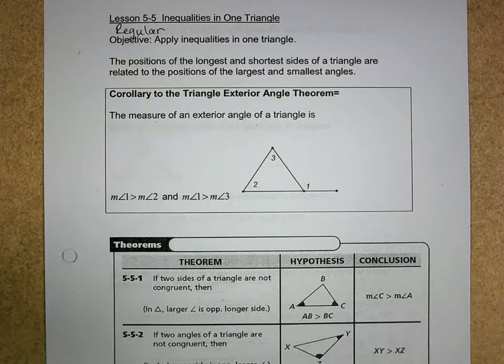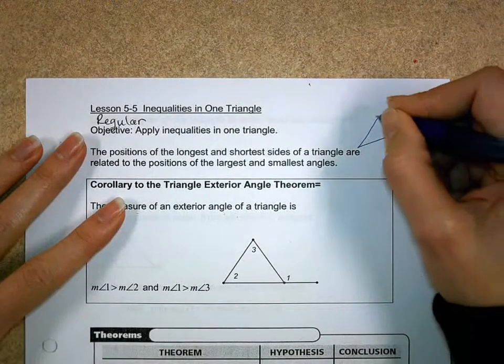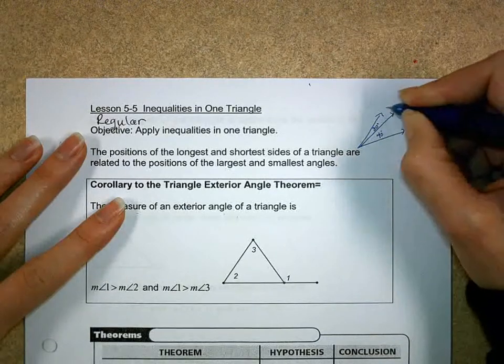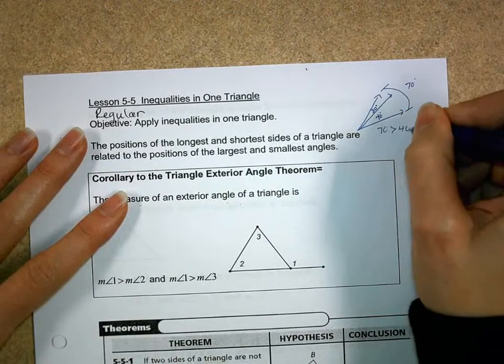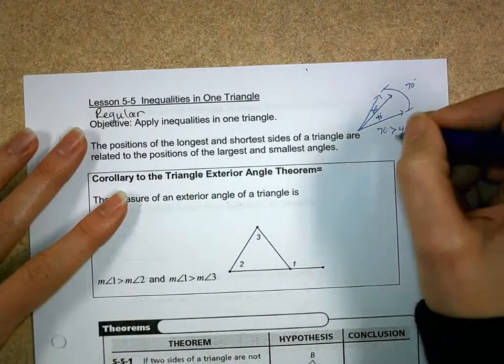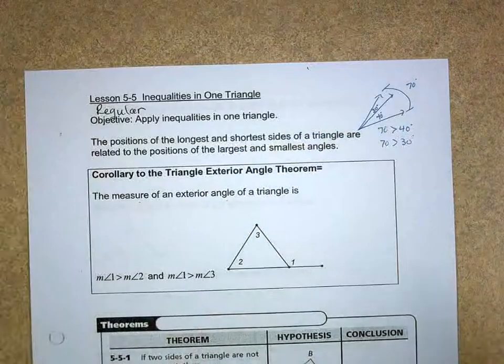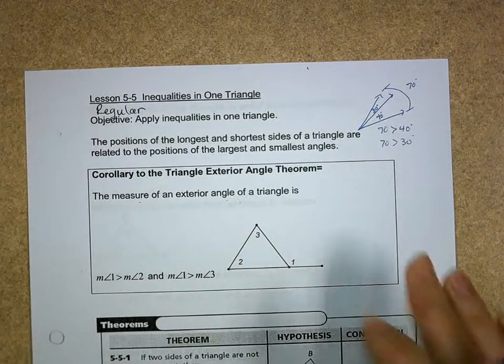On the first one, we need to understand the idea that the whole is still greater than the parts. Let me give you an example. When I have an angle and I divide it up, let's say this was 30 degrees, this was 40 degrees. We know the whole is 70 degrees. Do you agree that 70 degrees is greater than 40 degrees? Yeah. Do you agree that 70 is greater than 30 degrees? Right. The whole is greater than either one of its parts. We're going to use that now with our exterior angle theorem.